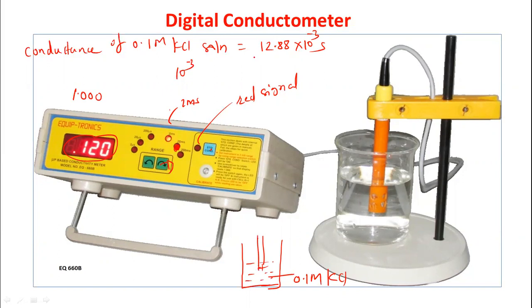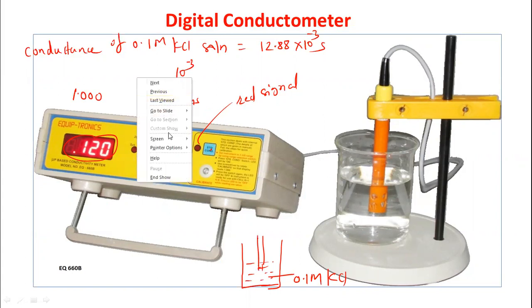Now with the help of this reading, we can determine the cell constant. Cell constant is equal to the specific conductance of 0.1 molar KCl solution divided by the conductance of the 0.1 molar KCl solution. You can see here how we can calculate the cell constant. It is very simple.